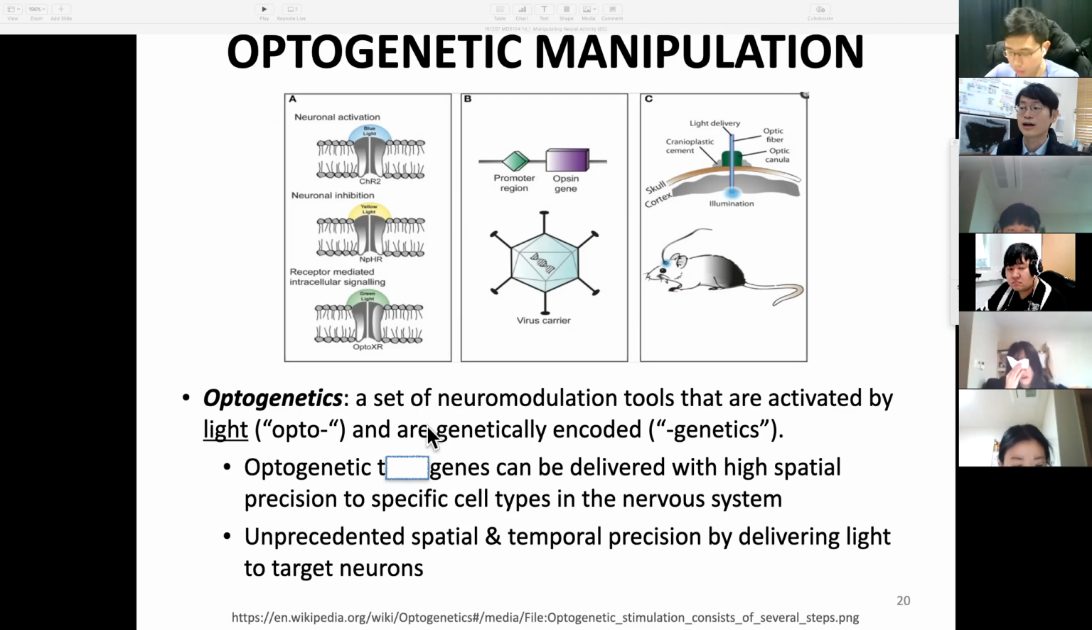There comes opto and genetically encoded. There comes genetics. So these optogenetic transgenes can be delivered with high spatial precision by using stereotactic surgery to specific cell types, by using a specific promoter of your own interest, in the nervous system. And this is unprecedented in our history, because now you can control spatial and temporal. For temporal, you use light, and light can be controlled by electricity. You can have very precise temporal control by delivering light to a target neuron.